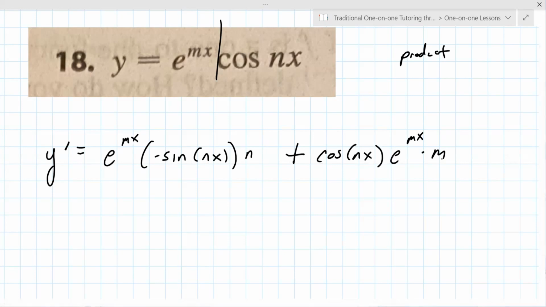I always ask, I don't remember if we need to simplify or not. I would only do that if it says so. He doesn't say anything about simplifying still, so okay, good enough here. All right, number 20.